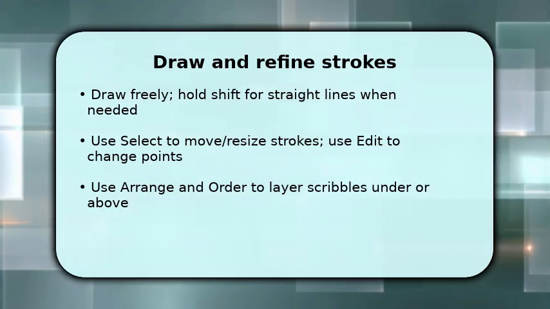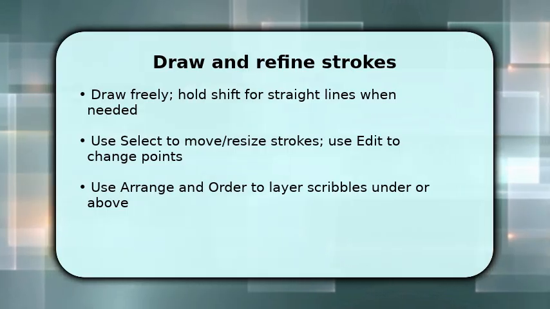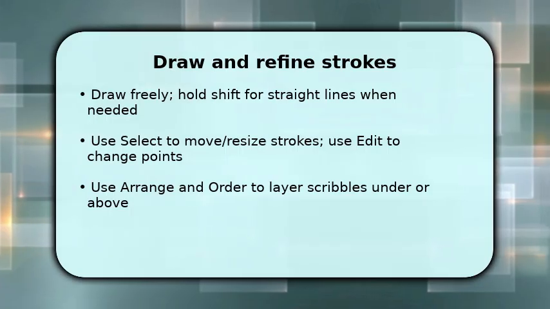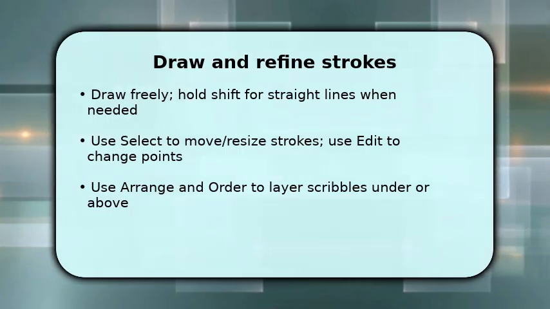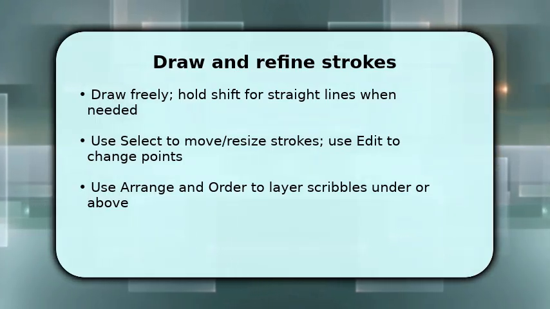Make sure to use Edit to tweak anchor points for cleaner curves and corners. If scribbles overlap, use Arrange to send elements forward or backward so your composition reads correctly. This stage is where precision matters. Small adjustments make the final document look intentional.